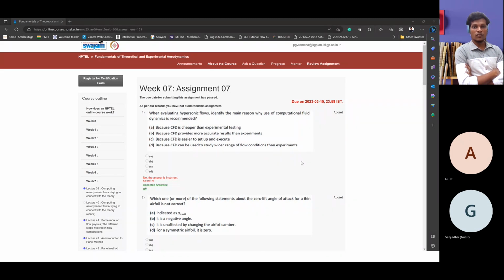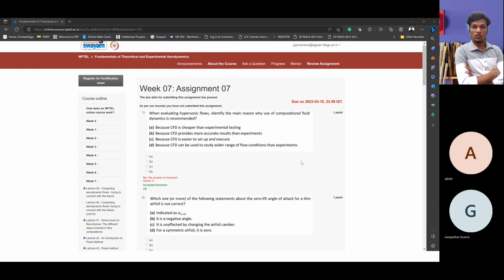The second option is that CFD provides more accurate results than experiments. That's not at all true. Every time, a proper experiment only can give you the realistic results. Even the qualitative results may differ from the actual scenario, like a true jet in the aircraft, and the true experimental result may differ in magnitude, but the actual phenomena, the flow physics of what is happening, you can get from the experimental results only. So accurate results is not the criterion.